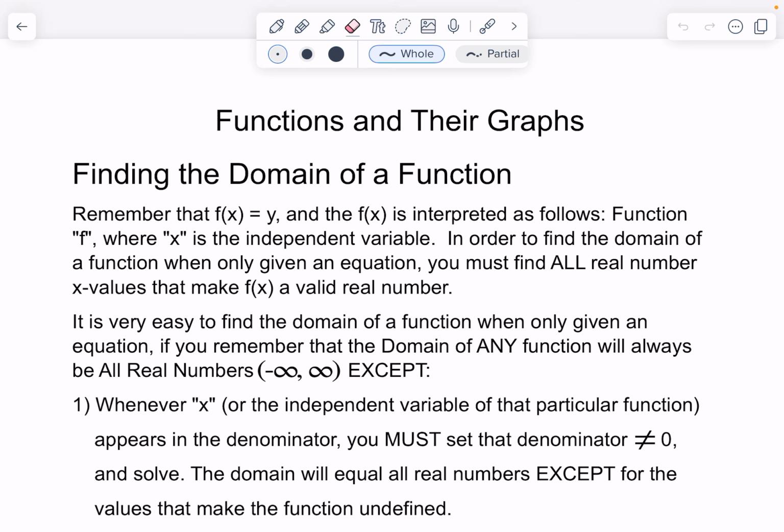Today we're going to be talking about functions and their graphs. So let's get right to it. First, let's talk about how we proceed in finding the domain of any function.